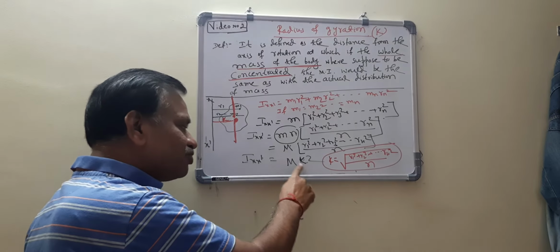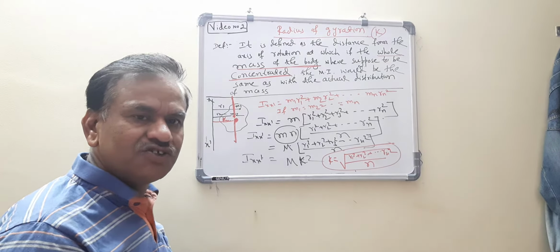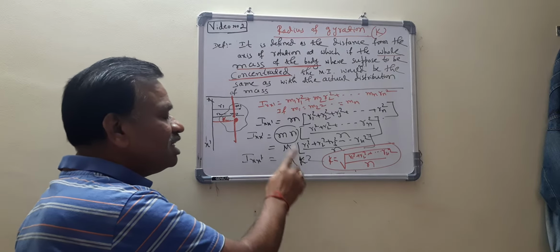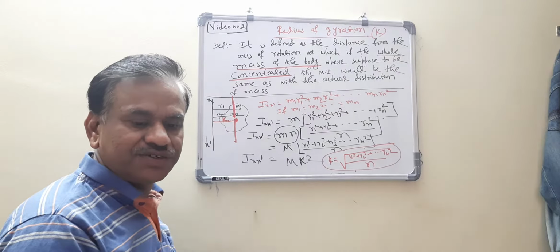This distance is also meter only. K unit is also what? Meter only. So that this moment of inertia is kg meter square and all that.